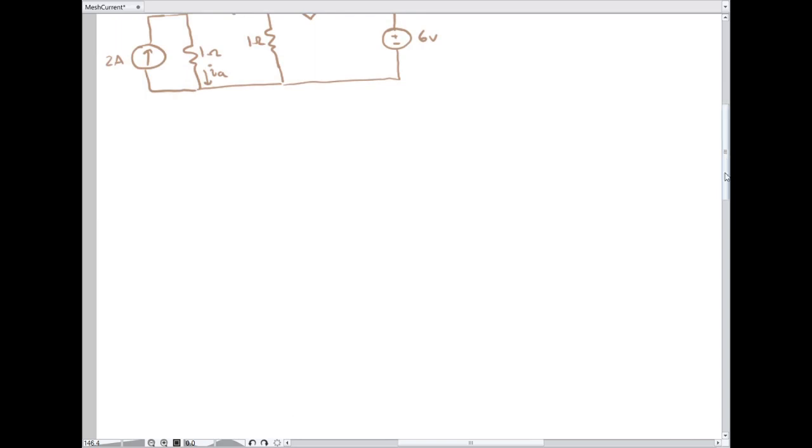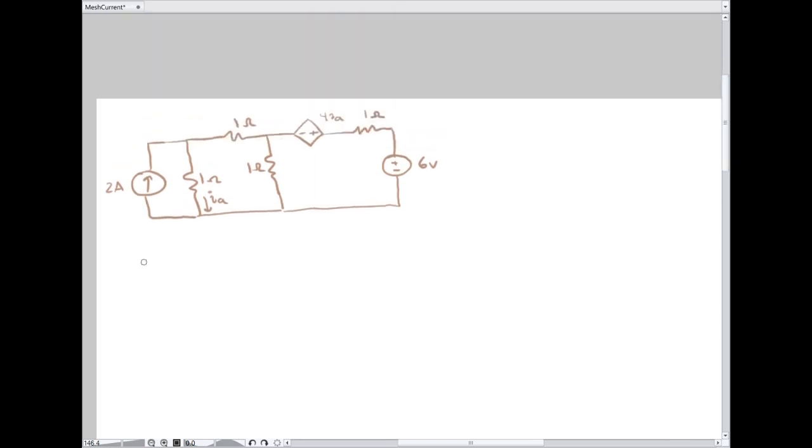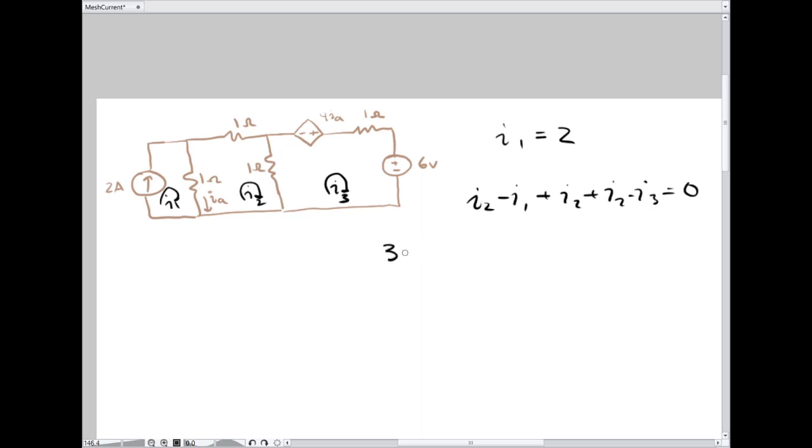Looks exactly the same as the previous one, except that now I have an independent voltage source. So again, I1, I2, I3. I1 is still 2 amps. I2 minus I1 plus I2 plus I2 minus I3 equals 0. So 3 I2 minus I3 equals 2 is still the case.